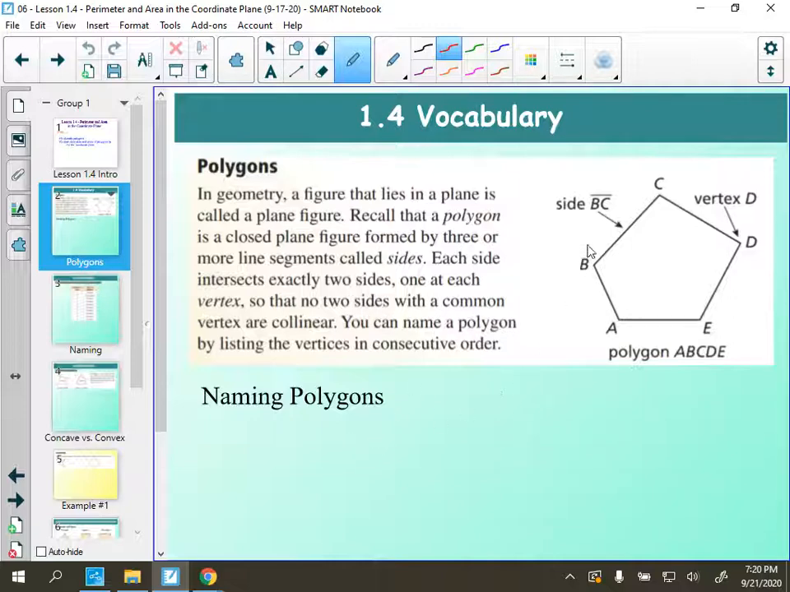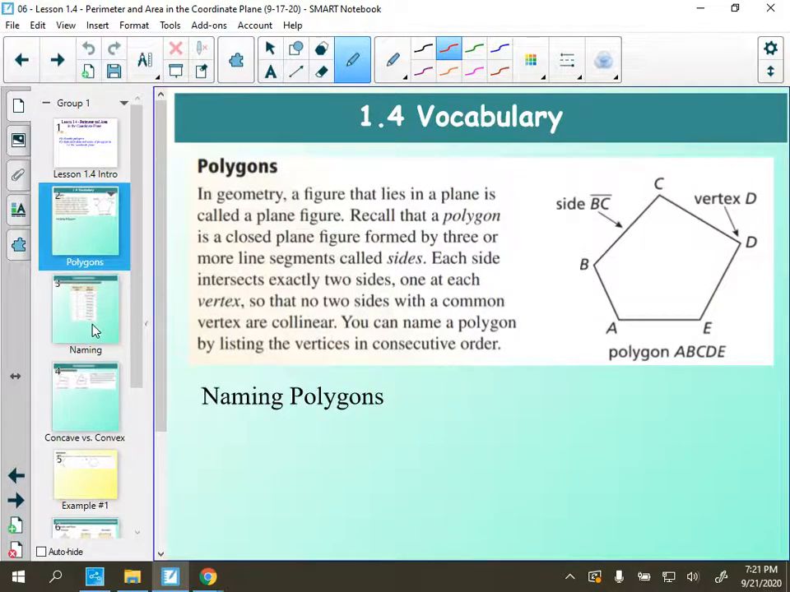Naming a polygon, we name it in consecutive order. It doesn't have to be alphabetical, it doesn't have to be clockwise. You can see it right here, polygon A, B, C, D, E. That's one way to name it. We could call this polygon C, D, E, A, B. Any order you want, as long as you don't jump around. I couldn't go A, C, E, B, D. That would be an incorrect way to name this polygon. So that's the intro. What is a polygon? How do we name them? Some of the parts of it, the vertices, the sides. It's basically putting our segments together to make a closed figure.